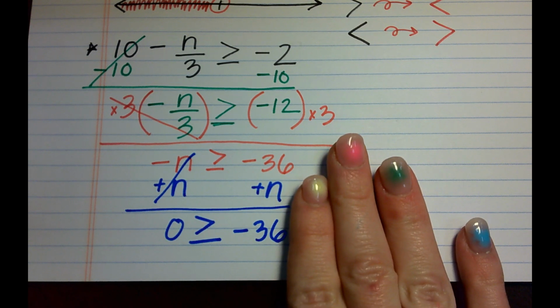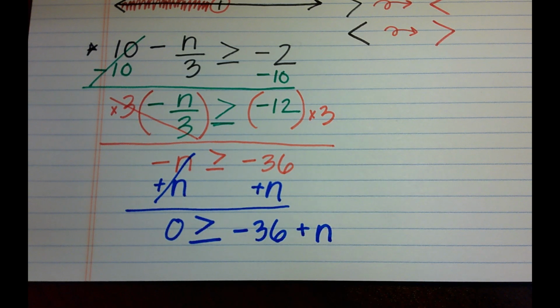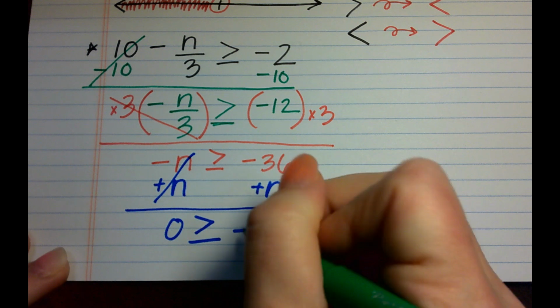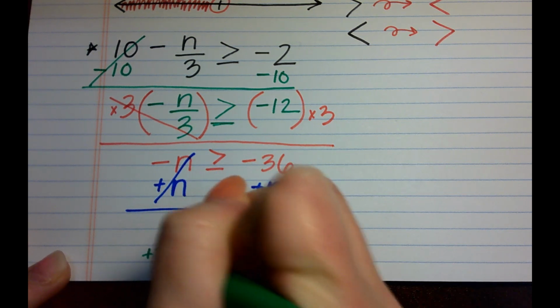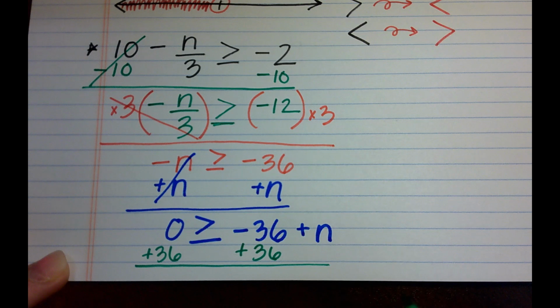Don't you add it to the 0? Yes. Okay, so let's add 36 to both sides. Plus 36. Plus 36. That's 4 steps. And yes, it is a lot of steps. Now, this is the long way of doing it, but seeing it this way might help you understand why we're flipping the sign.